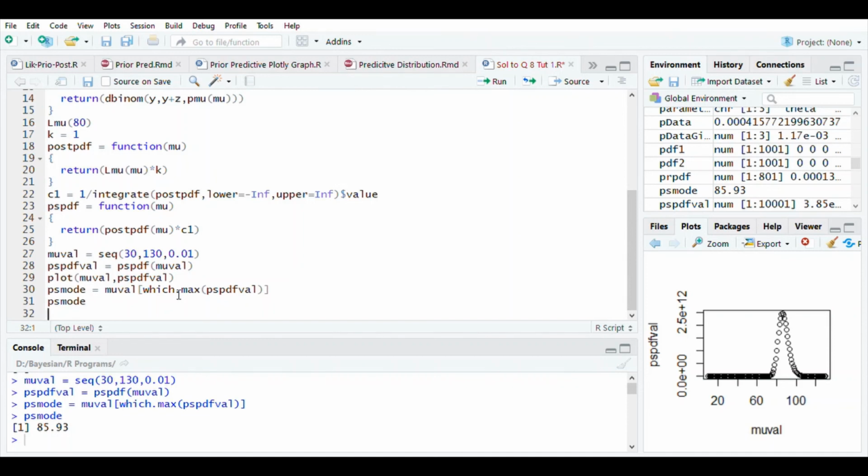In similar fashion, you can also compute the posterior mean. The question which was asked was, what is the posterior mean of mu? So this posterior mode I have obtained. I expect you to obtain the posterior mean of the same distribution.